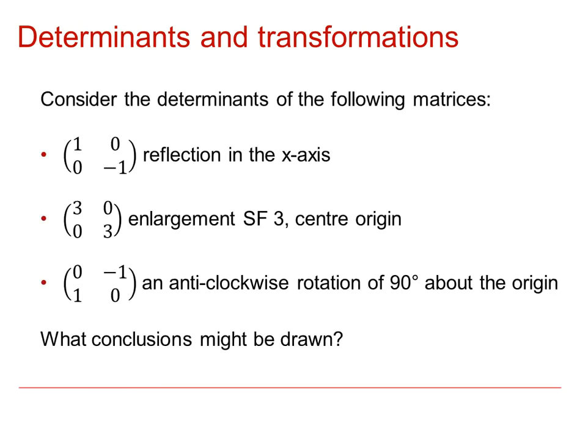If you consider these, the reflection has determinant -1. I'll just write det at the top of this list, -1 here. Enlargement scale factor 3, the determinant is equal to +9. And this is a rotation. If you check the determinant of that, it is +1. So the reflection gives a negative determinant, while the enlargement and rotation, where the orientation of the object stays the same, have positive determinants.